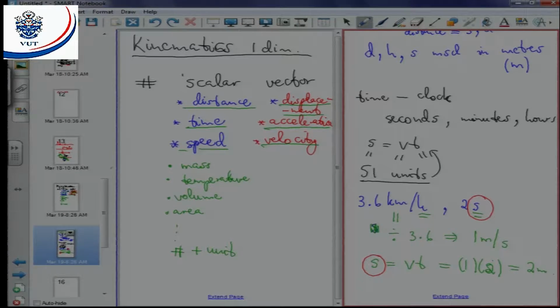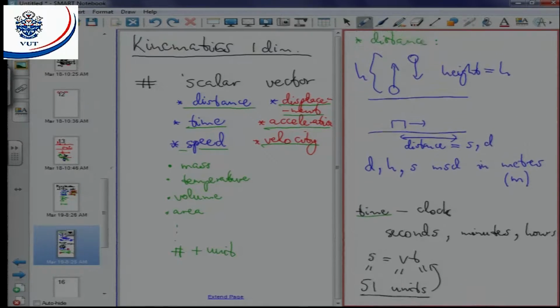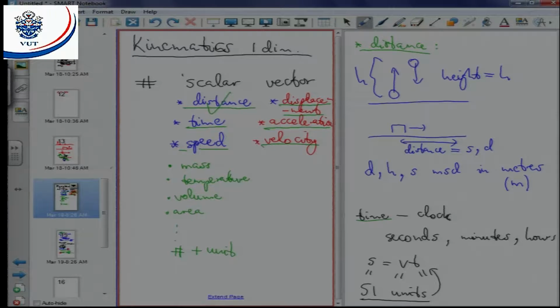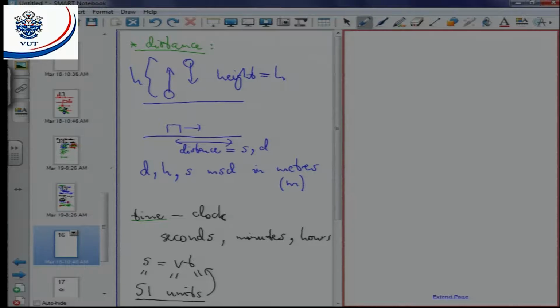So now we have spoken about time, and we just briefly spoke about distance. So let's just tick. We've spoken about distance, we've spoken about time. Now we are interested in speed. So let's look at speed.